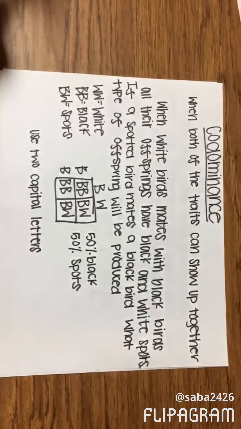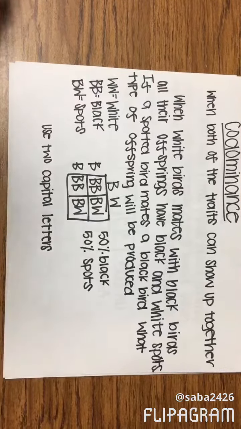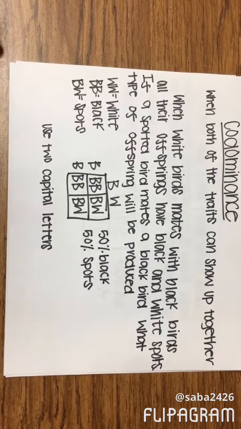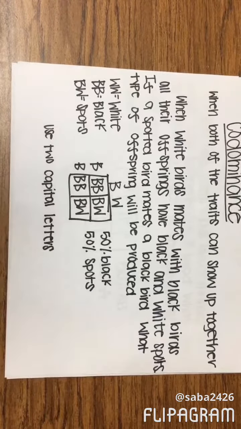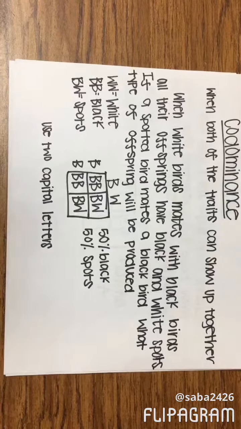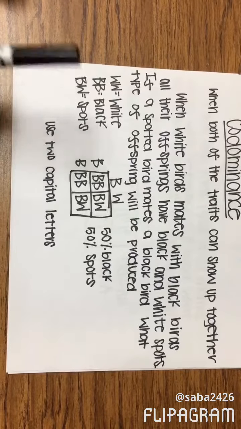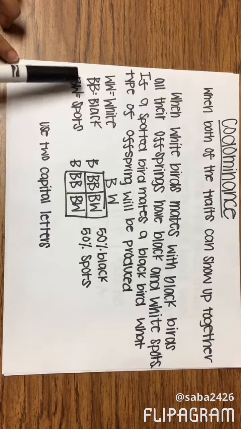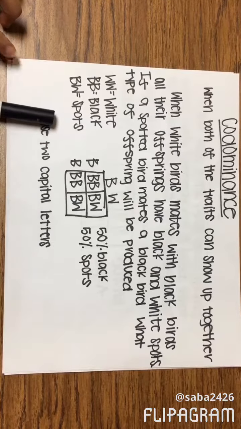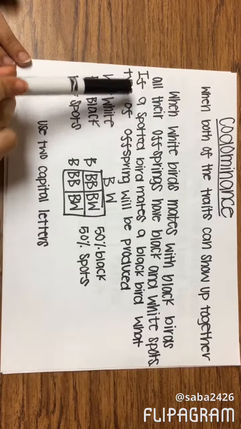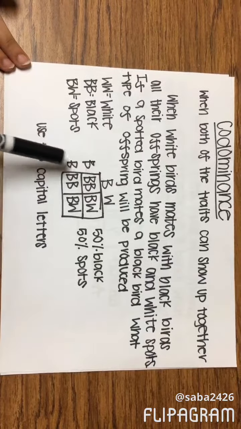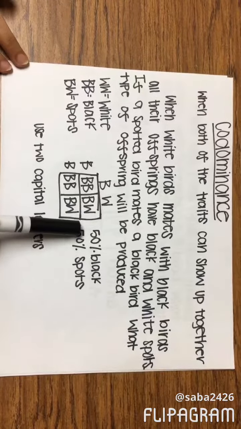Codominance. It's when both of the traits can show up together. When white birds mate with black birds, all of their offspring have black and white spots. If a spotted bird mates with a black bird, what type of offspring will be produced? Since it has three options again, we use two capital letters: WW for white, BB for black, BW for spots. Since it says a spotted bird, we're going to be using BW, and for a black bird, we're going to be using BB. It turns out to be 50% black and 50% spots.